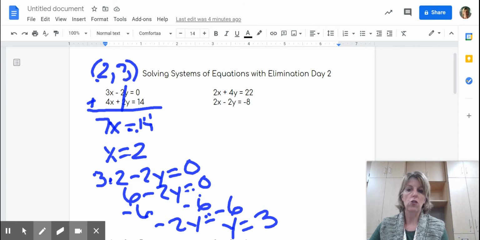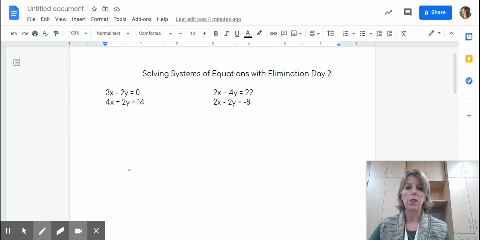It's (2, 3). So again, just straight up, I added these two. It made the y's cancel. I was left with x for the variable. I solved for x using my equation skills. Then I took the x and I plugged it into one of the equations. It doesn't matter which one you pick. You'll get the same answer either way. And I solved for y.